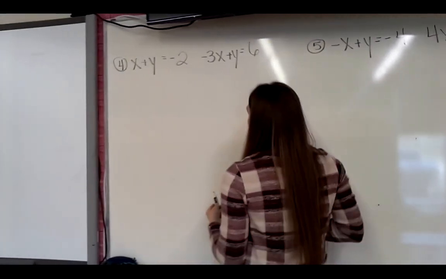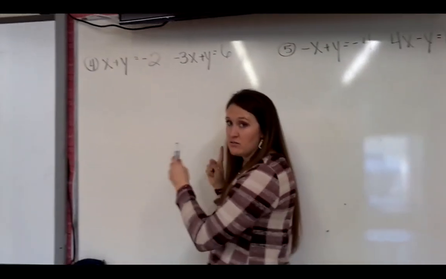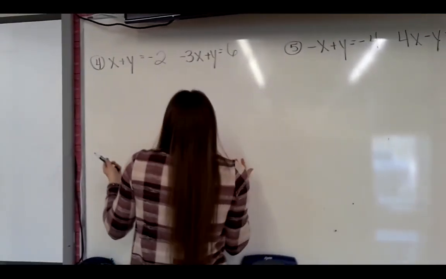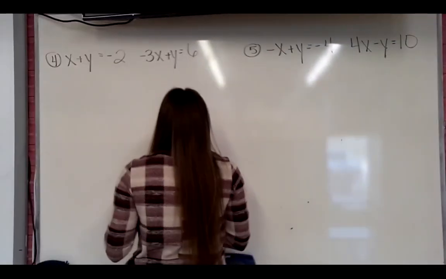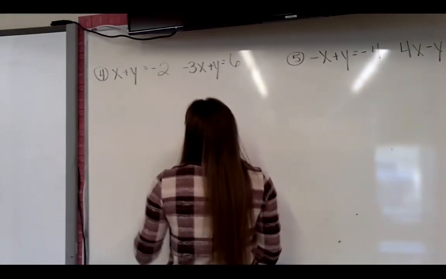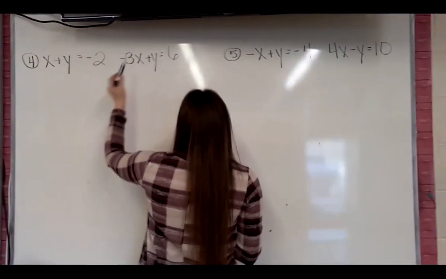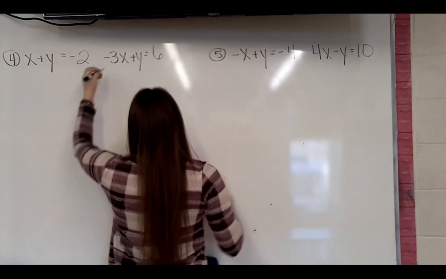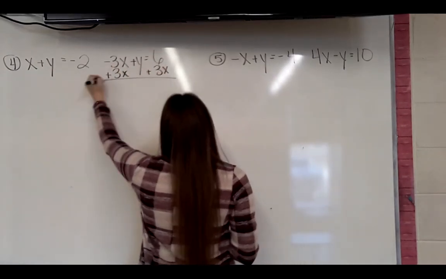Okay, with that being said, on this problem, nothing is solved on either equation, so we have to solve one of them. That means I could solve for x and y here, or I could solve for x and y here. What I'm going to do is solve for y over here. That may not be what you did, and that's okay. On this one, I'm going to add 3x to the other side.